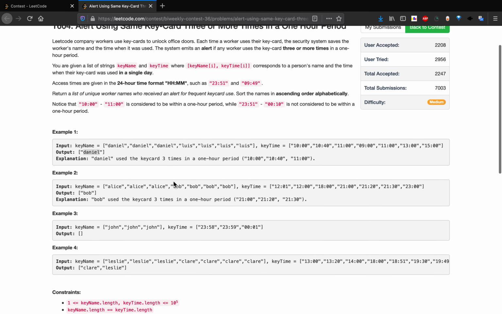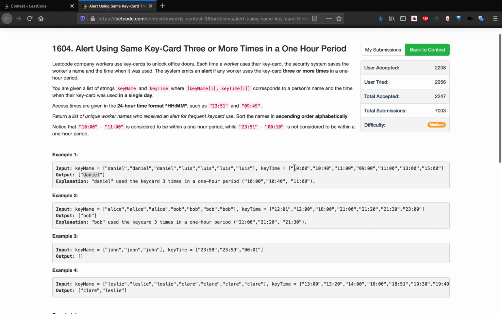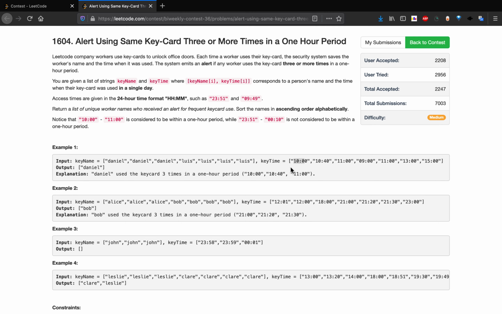Okay, so we see here the time is given in a string format, right? So if we convert this string format time into decimal, then we can have some precision errors, right? So the best way to deal with this is to convert our time into minutes, and we just have to deal with the integer values. Okay, so how do we approach this problem?